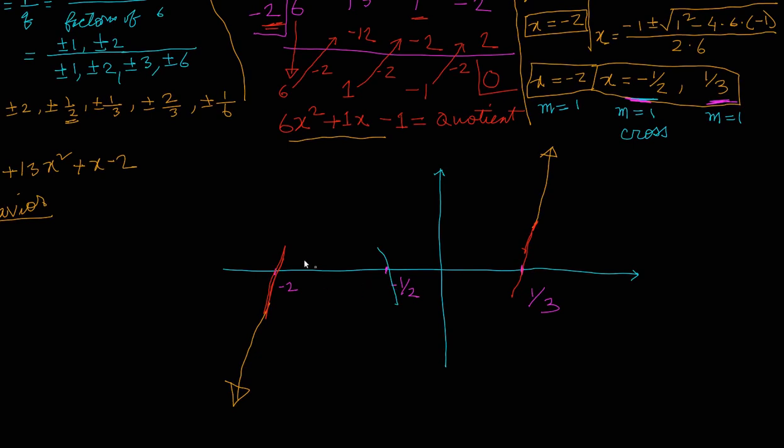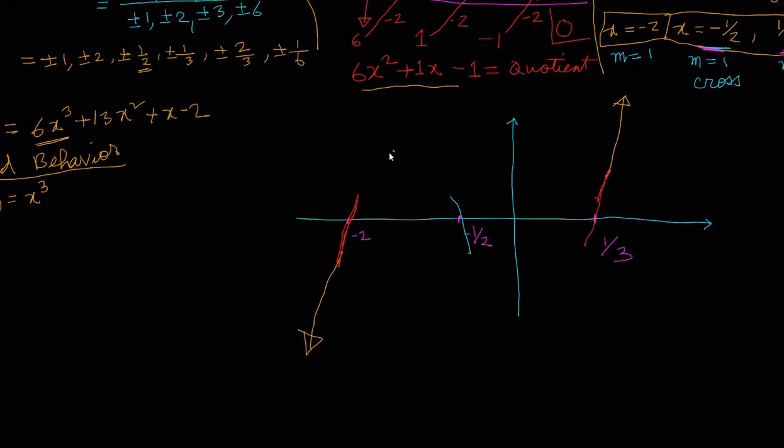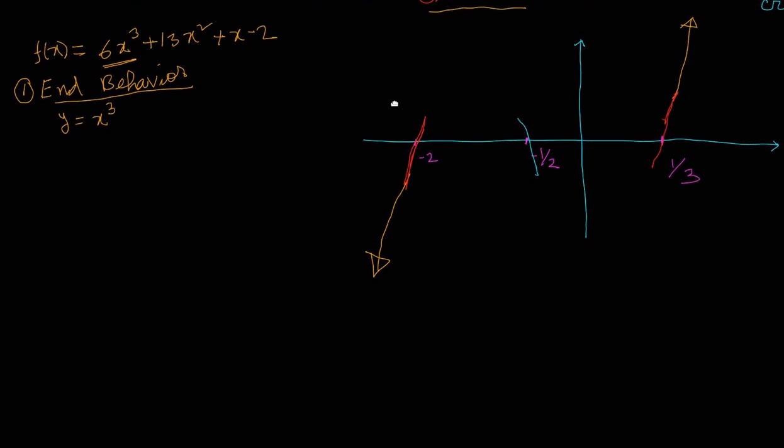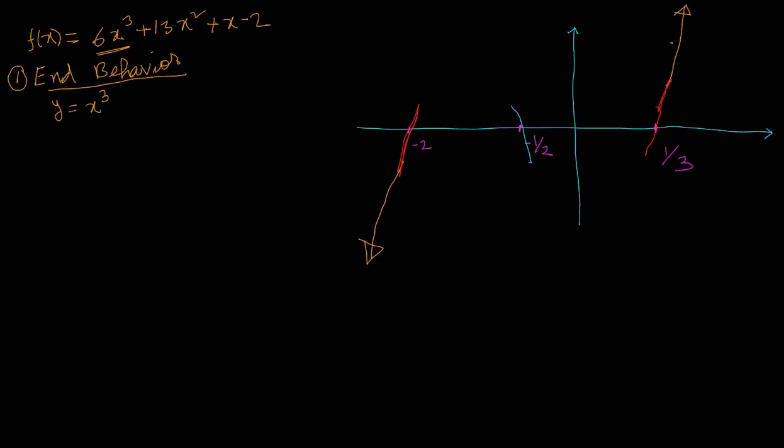Okay, so we are okay up until this point. So we are done with end behavior. All right, so let us do step number 2. Step number 2 is finding the x-intercept, which we already did. We already found the x-intercepts equal to -2, -1/2 and 1/3, which are already there. And step number 3 is finding the y-intercept.